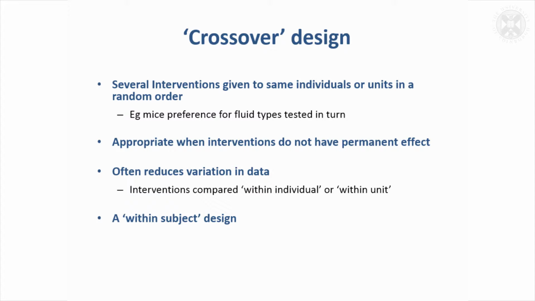But if we assume we're giving it in time, then it's got to be an intervention that lasts for a bit. It doesn't have a permanent effect, and then you can give another intervention that isn't influenced by the first one. And that often reduces variability in the data because we're taking out the between individual variability, and we can compare the interventions within the individual or within the unit, which gives us a more efficient analysis. Sometimes that is called a within subject design because we're giving different interventions within the same individuals, or sometimes they'll get called subjects.